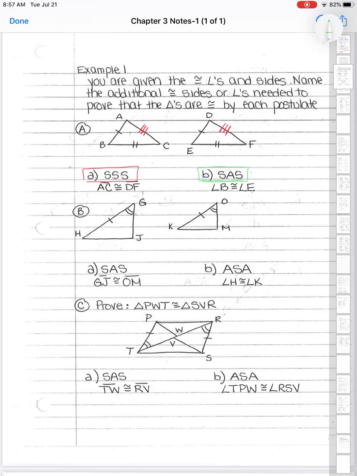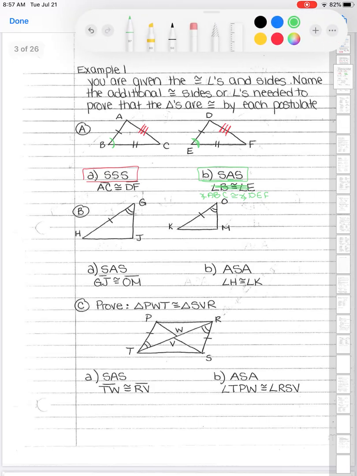So what am I missing? I'm missing the third side. So if I mark them, I then need to go in a proper order. So if I'm going from A to C would have to match with D to F. If I shift colors here and go with green for B, if I now want to do side, angle, side, well, that's showing that the A is in between the 2 sides that are congruent. So then I would need the angle that is included between the 2 sides, which is angle B and angle E.